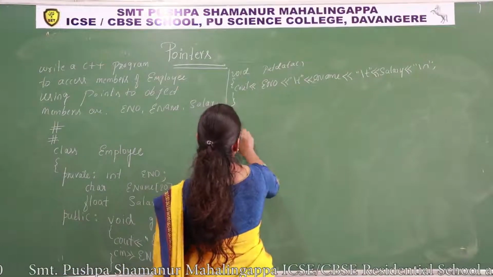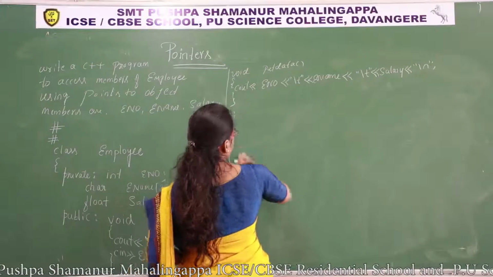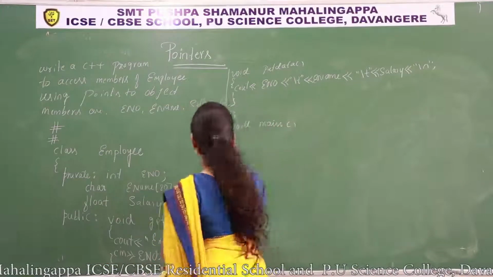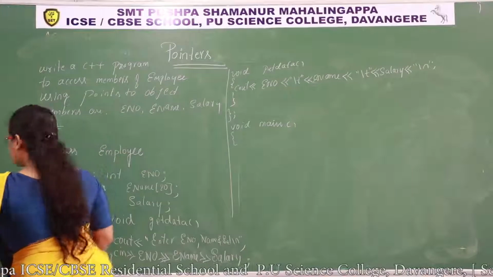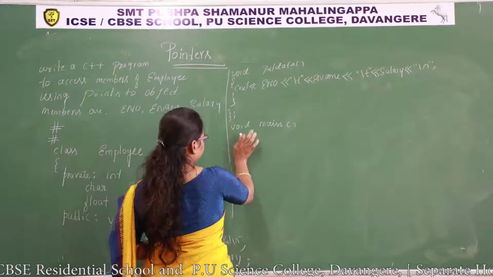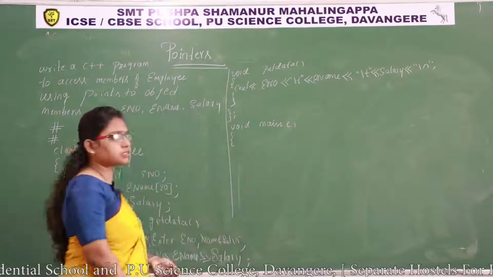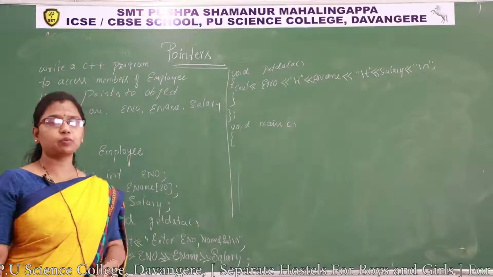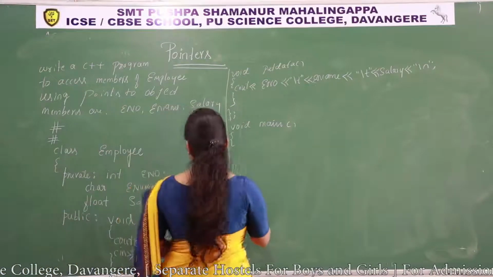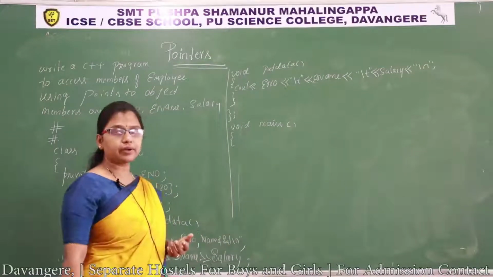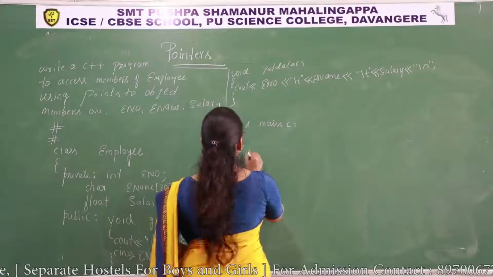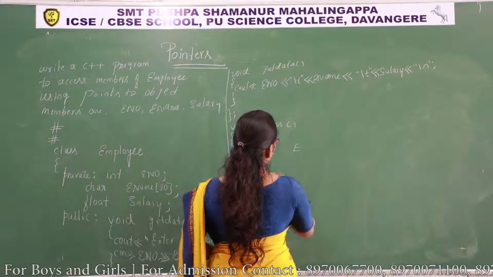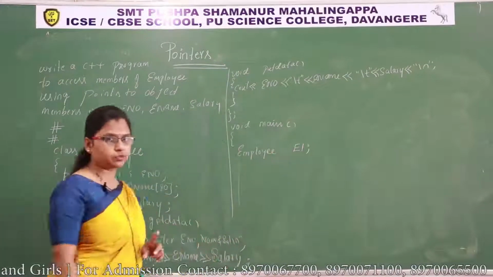Let us write the main function here. Void main. To access members of a class, we need an object, no? Object and dot operator. We discussed this concept in the first chapter, the classes and objects chapter. How to access members of a class: object name and dot operator, then the member name, whichever member you want to access. Now I have to create an object. How to create an object? Class name and object list. I'll take the class name Employee and the object E1. I'll consider only one object here.